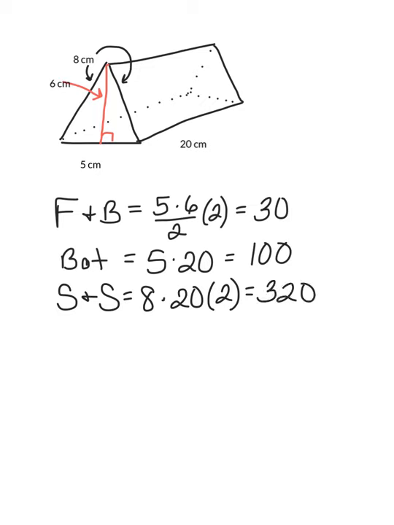Now I'm going to add these three numbers together: 30 plus 100 plus 320 is 450. And we're labeling this in centimeters squared because it is area.